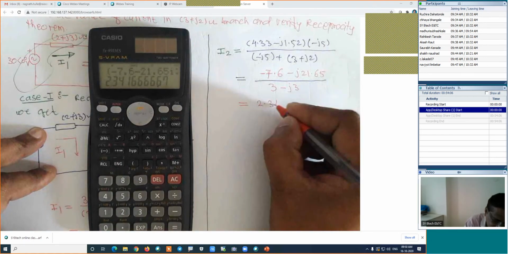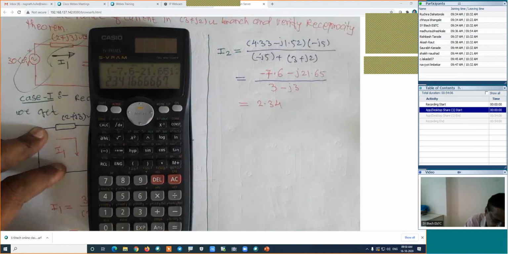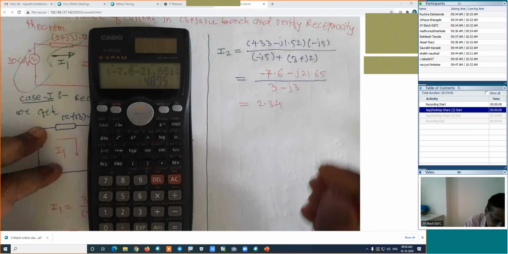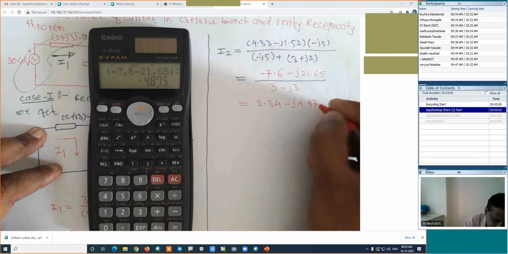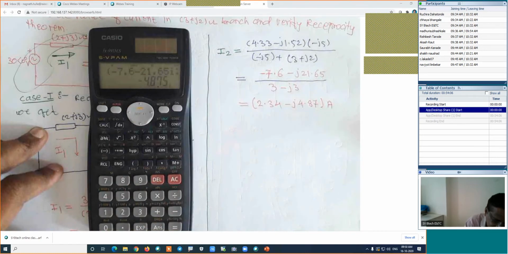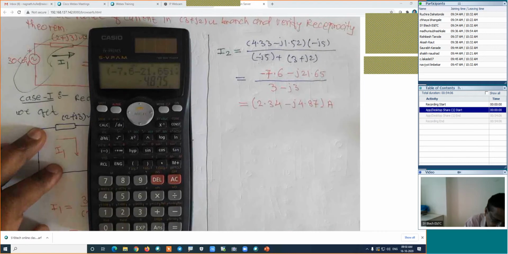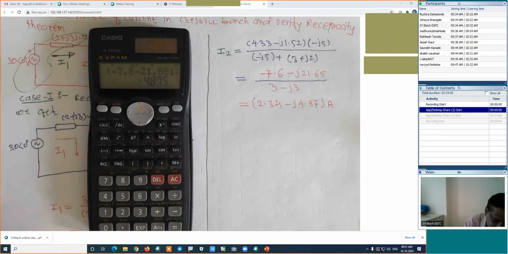2.34 is the real part of this calculation, and if I am using that, then it is minus J 4.87. This is the value of the current in the first case. Be careful about the calculation. If there is a calculation error, we are not able to match these values. Is it right? This is the calculation of the current flowing through the required branch.